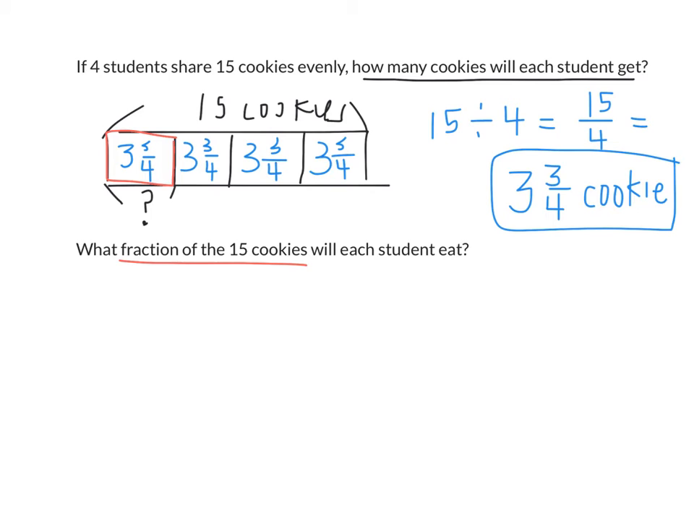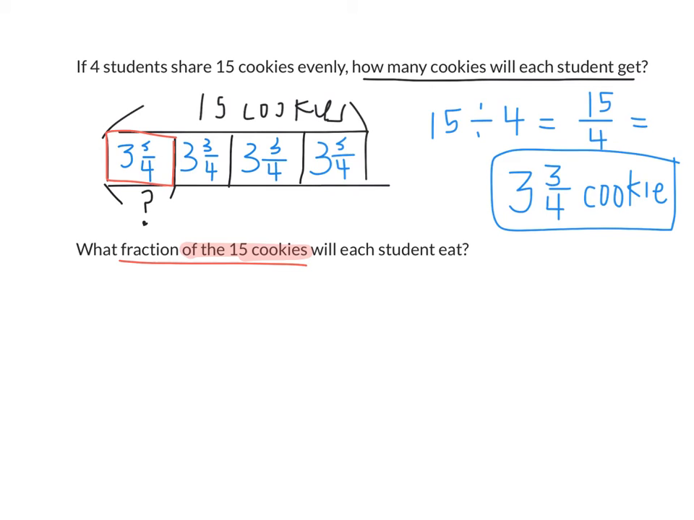Talk to your table group. What is the second part asking us? It's asking what fraction of what? Of the 15 cookies. So if I had all 15 cookies, what fraction is each student getting? Is each student getting 3 3/4 of all the cookies? No. Would that make sense? No. Is each student getting 15/4 of all the cookies? No. Each student is getting how much of all the cookies?